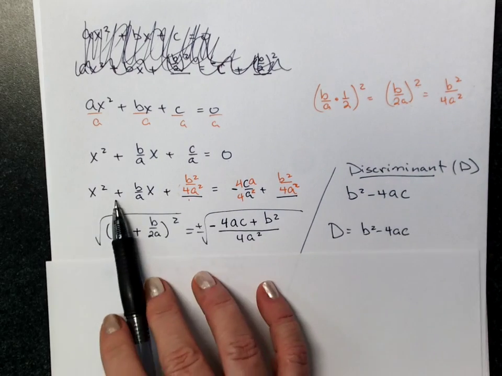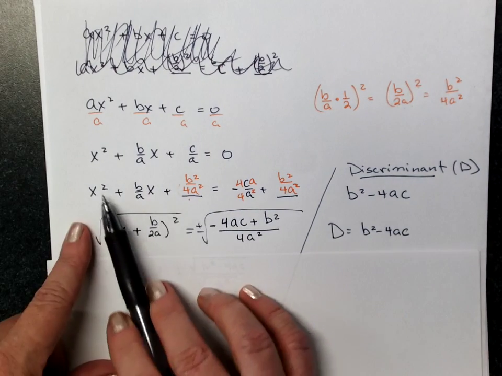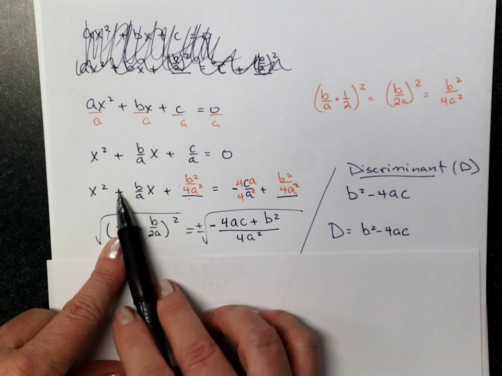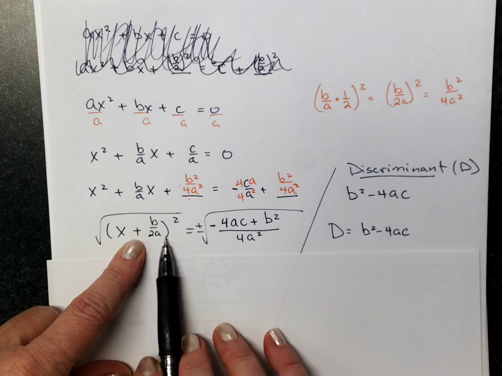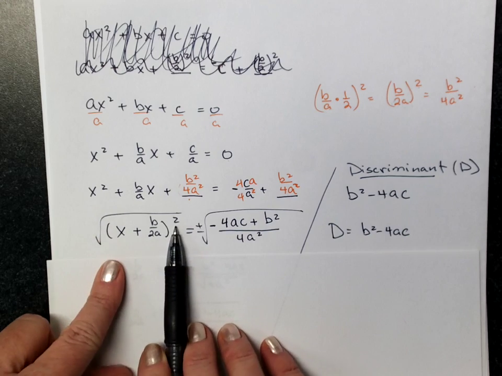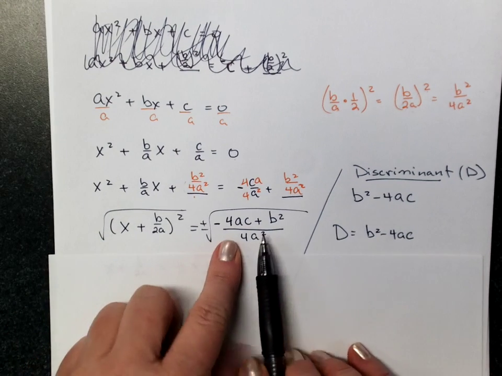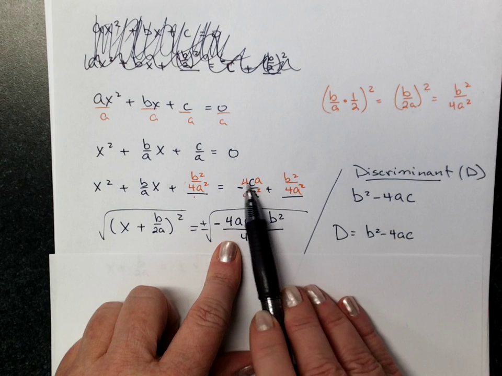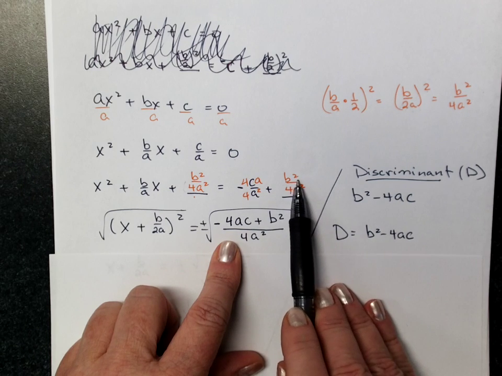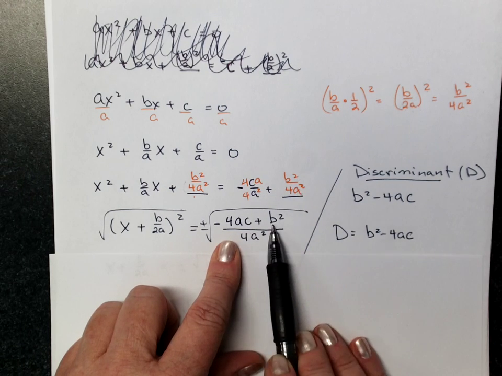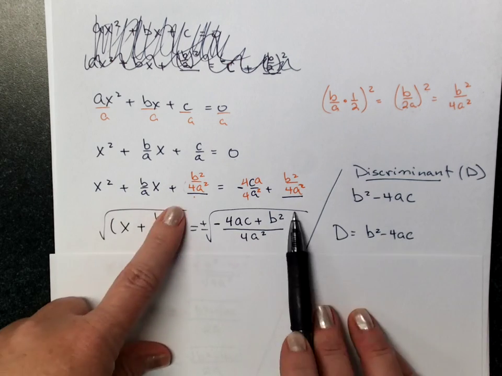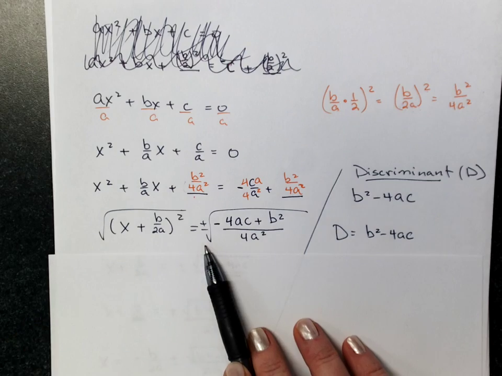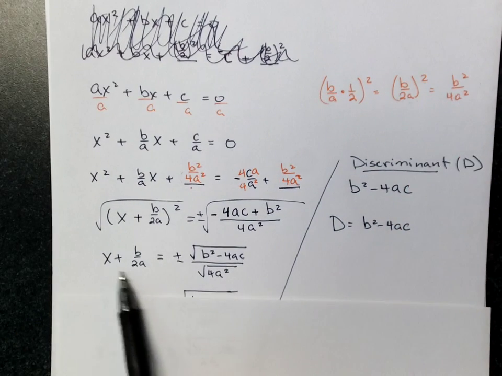Then, of course, this is now a perfect square trinomial. So x squared unsquared plus b squared over 4a squared unsquared, which goes back to b over 2a, binomial squared. And over here, this is negative 4ac plus b squared over the common denominator 4a squared. And then square root both sides. Of course, that releases this as x plus b over 2a.